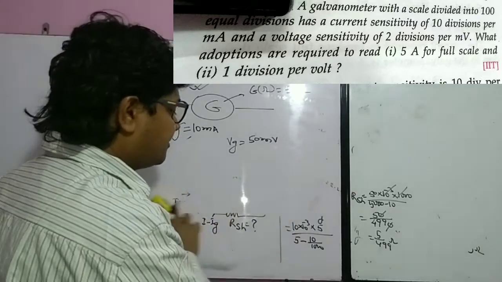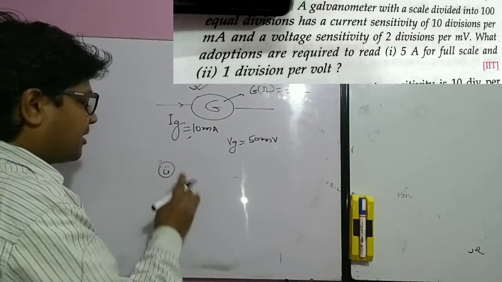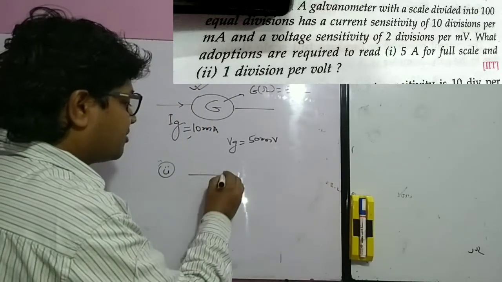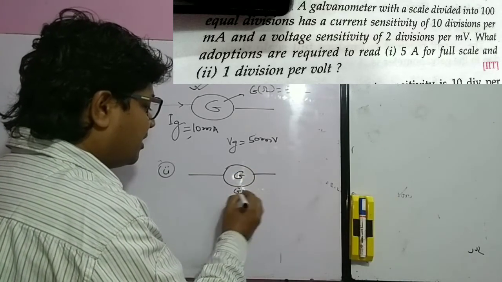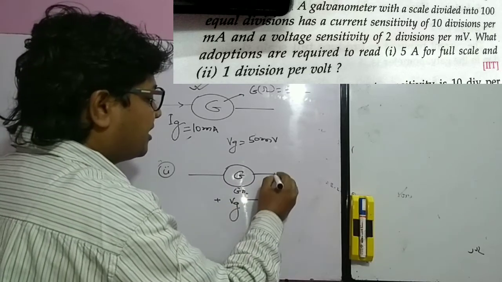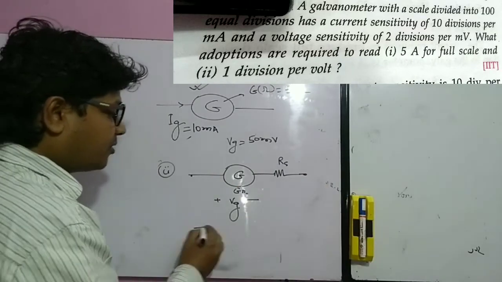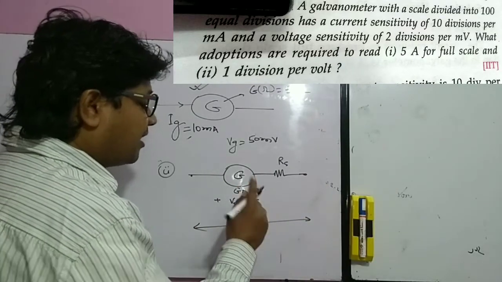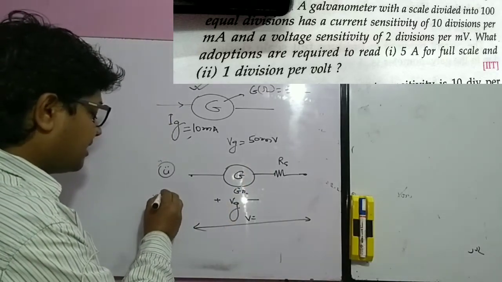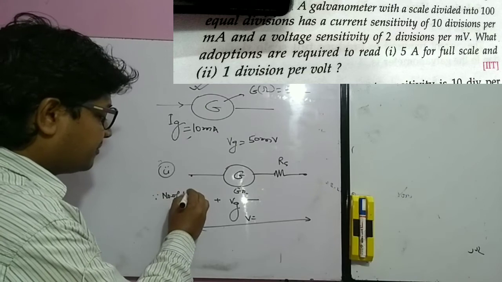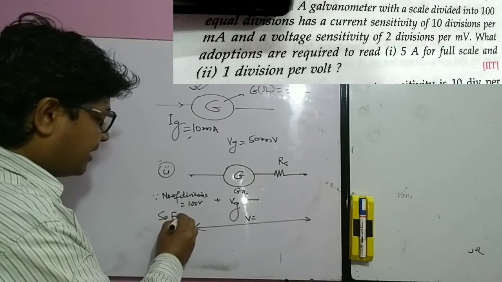So now second part, we have to convert it into voltmeter. So this is your galvanometer. Now this is G ohm, and this is plus minus Vg, and you are going to connect Rs, right? So what we have to do, you want to make it a voltmeter that can read 100 volt, because 1 division per volt, since it has a number of divisions equal to 100, so full scale will be what?